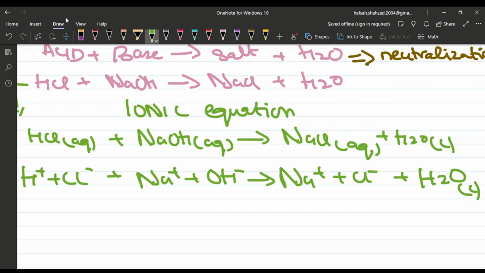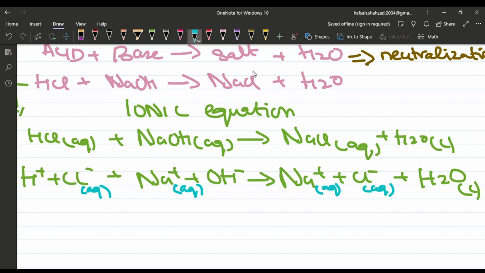Now if you look closely, let me use another color. We have Na positive over here as well in aqueous state. We have Cl over here as well in aqueous state. So these ions are present in reactants as well and in products as well.